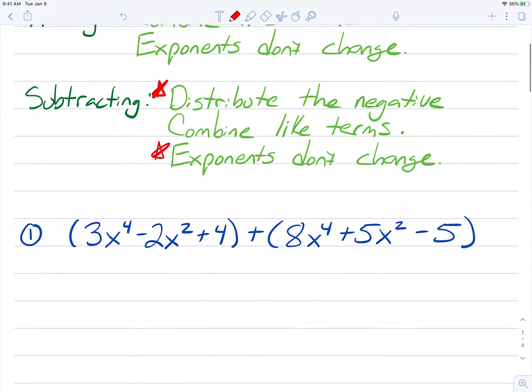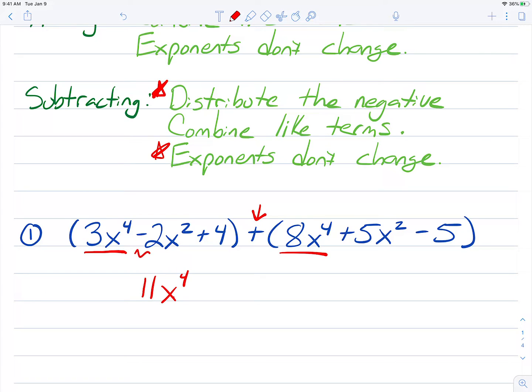So for instance, on problem number 1, we have two trinomials that are being added. There are 3 terms in each polynomial. It is being added, so we just need to combine like terms. Remember, like terms, the exponents and variables have to match. So 3x to the 4th and 8x to the 4th makes 11x to the 4th. If you'll notice, my exponents stayed the same. Okay, this is not an exponent problem. We're not multiplying, dividing, or having a power to a power.